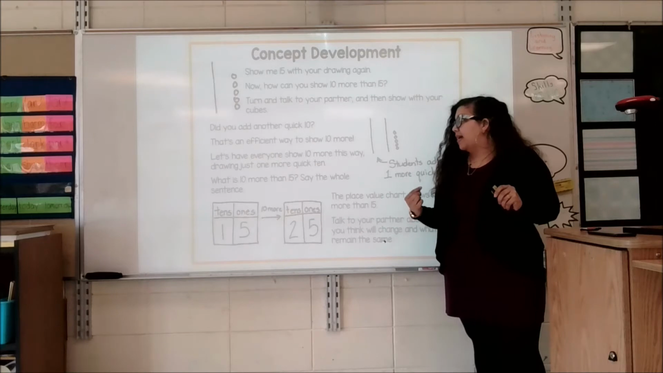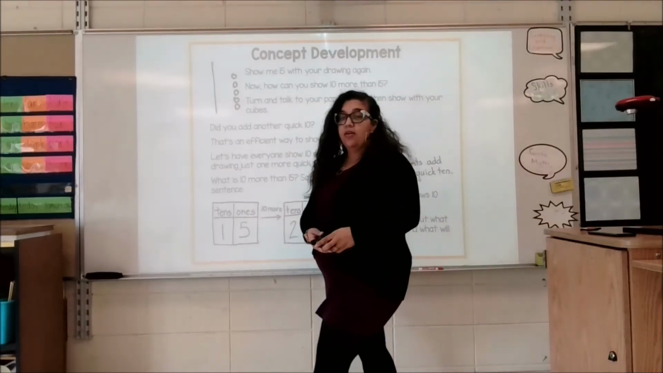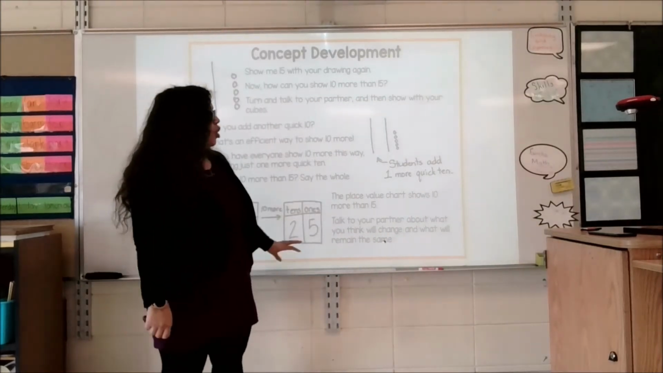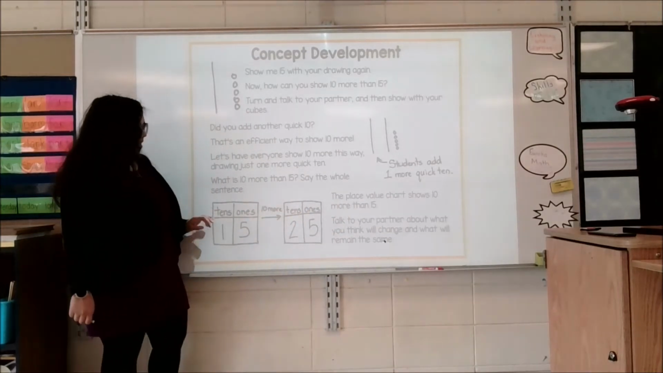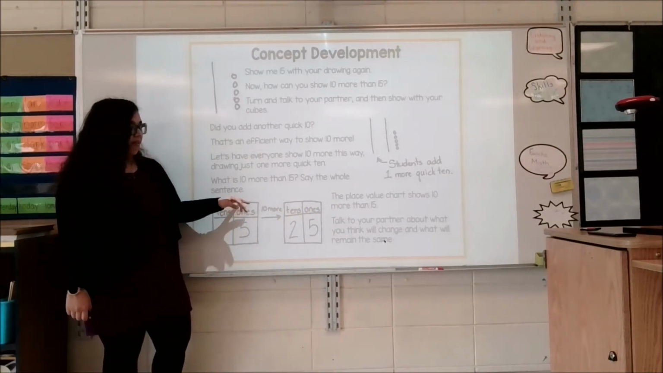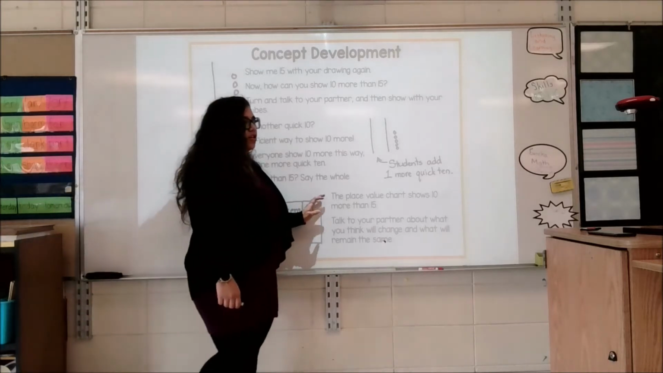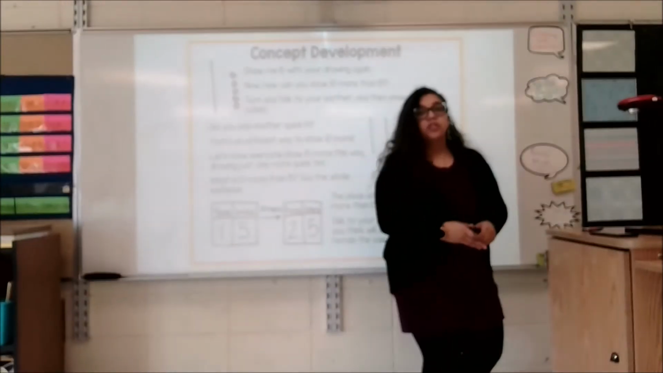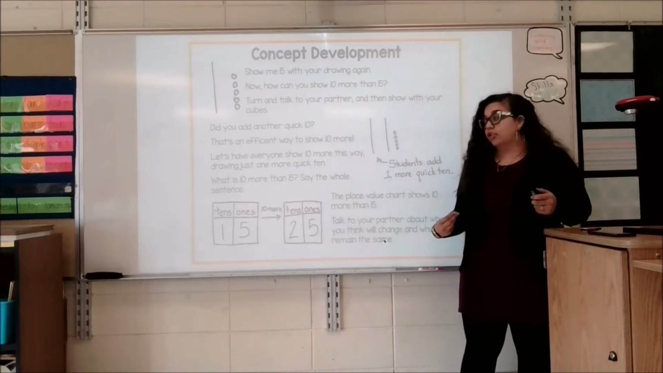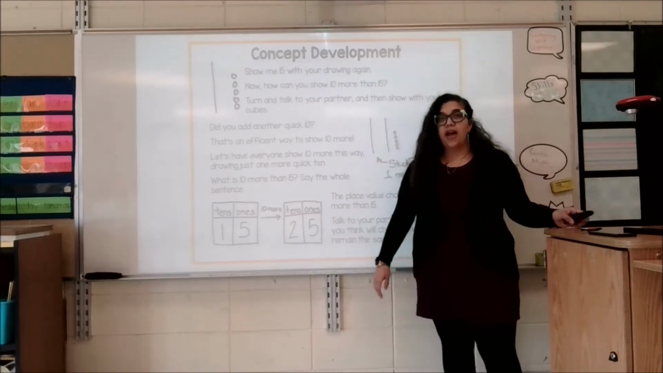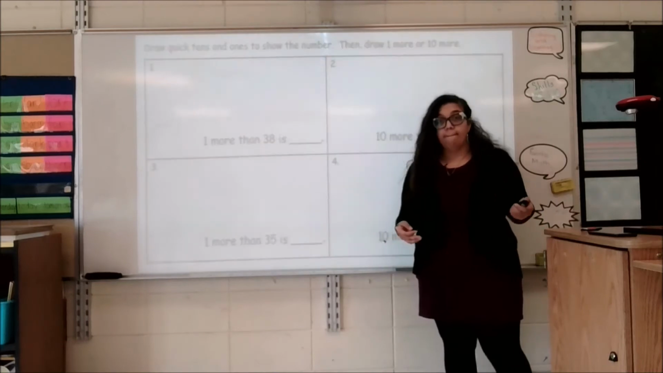The same thing applies if we go up by 10 more. We're still making a change. We're making a movement to go from 15, so 1 ten and 5 ones, making a change of 10 more. So 10 more, we're going to draw an additional quick ten, and that will show us having 2 tens and 5 ones. That's 10 more, okay?